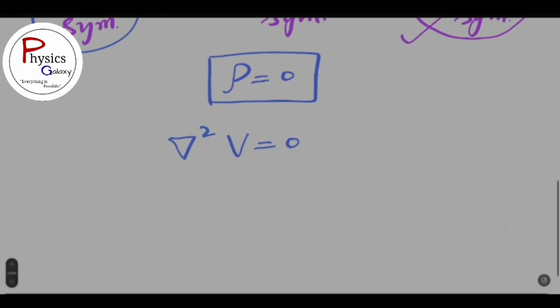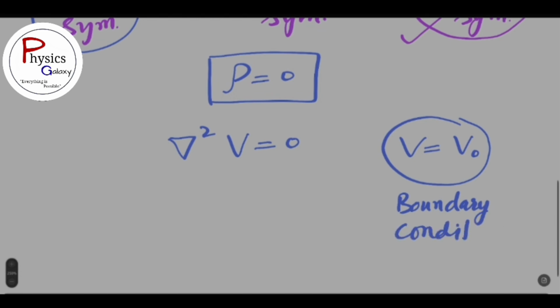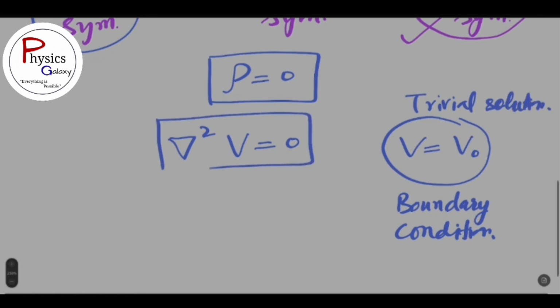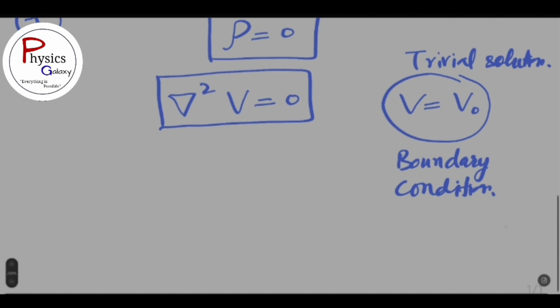Now in the previous lecture, I have already told you that the trivial solution is V equals V naught, where V naught is a constant. It's a trivial solution. But today what we are going to do is to solve it for some boundary conditions, so today we'll introduce some boundary conditions also. So this was the trivial solution.